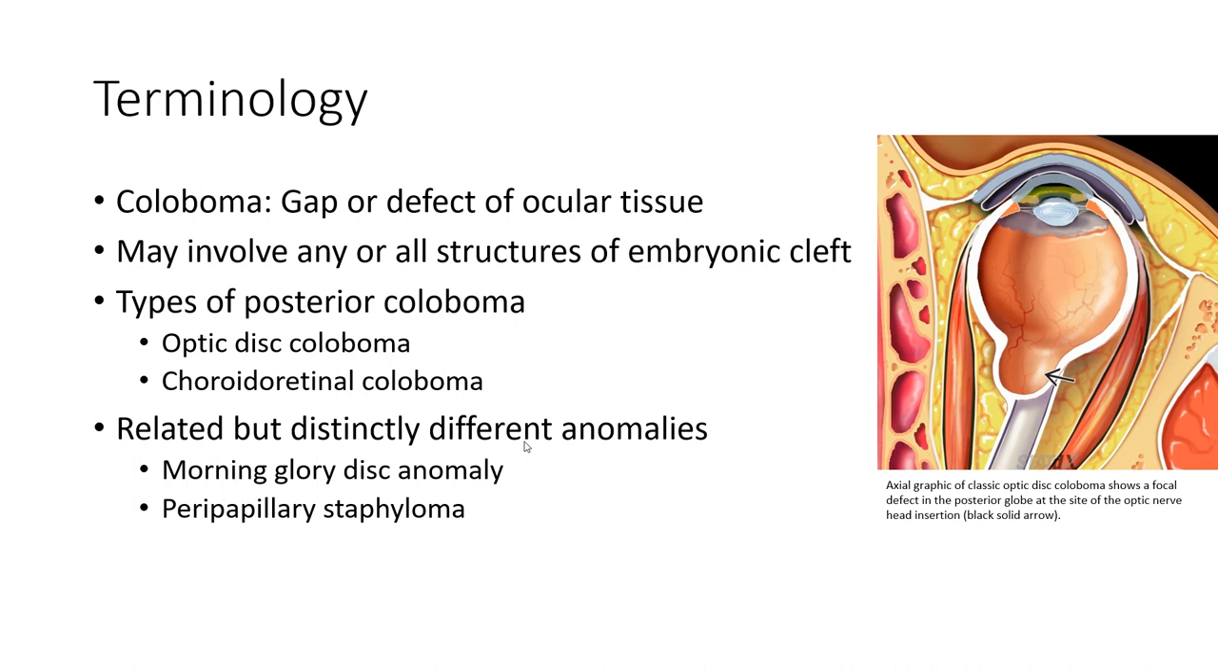As you can see, this is an axial graphic of the classic optic disc coloboma, a focal defect in the posterior globe at the site of the optic nerve head insertion, black solid arrow indicated.